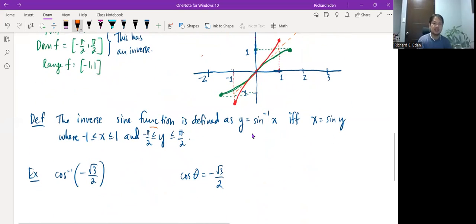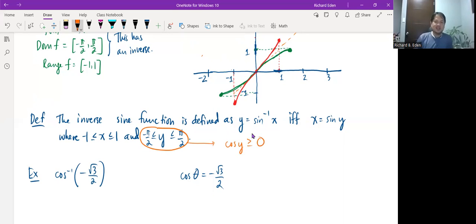For sine inverse, with y between negative pi over 2 and pi over 2, that means the angle y thrown by sine inverse is in quadrants 4 or 1. And the implication is that the partner function cosine of y is greater than or equal to 0.